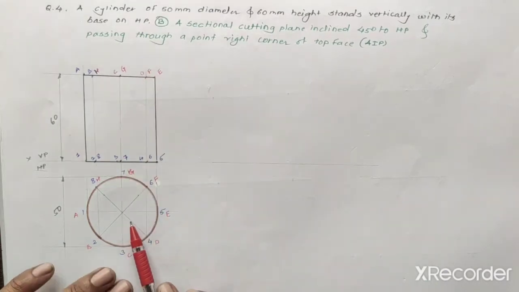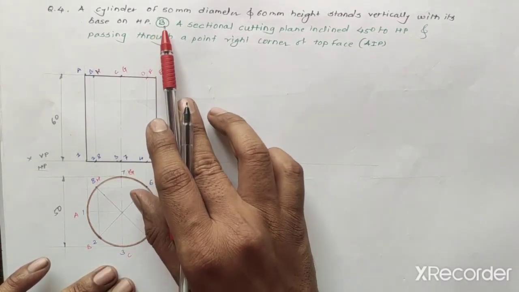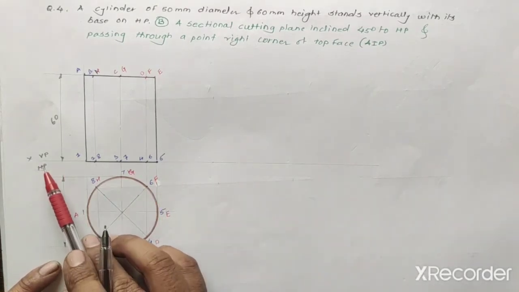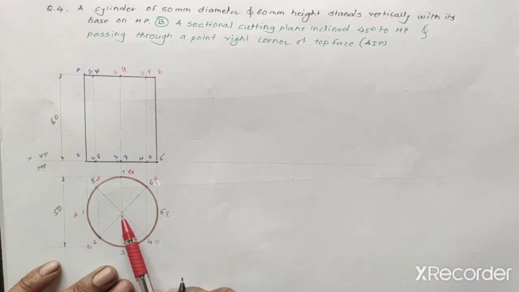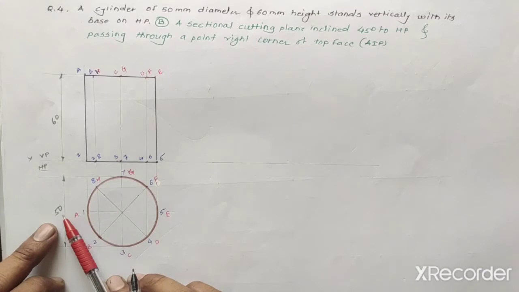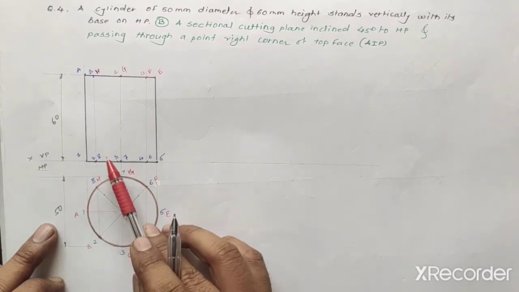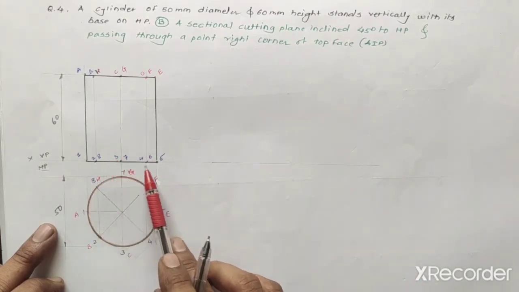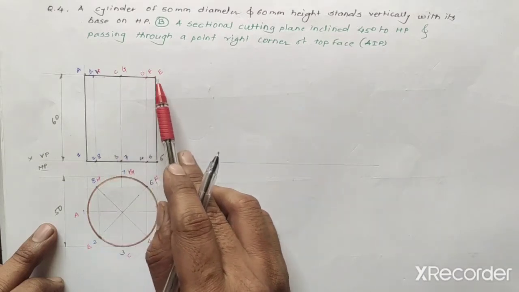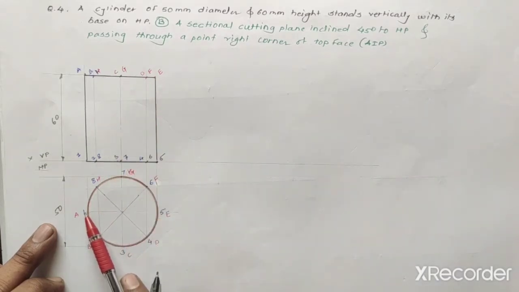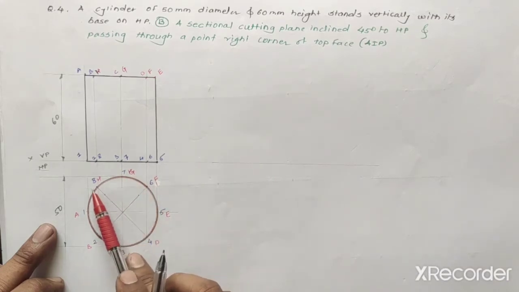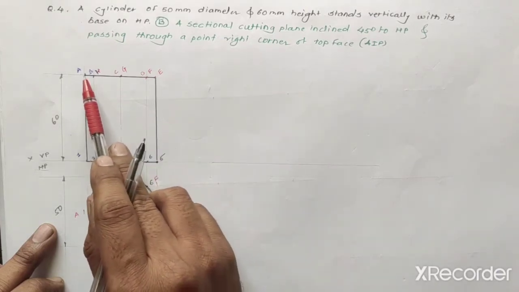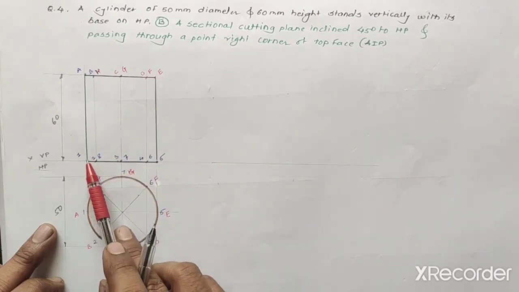Start with the first position in the horizontal plane, so initially draw the first position in HP. Draw the horizontal line, mark the VP and HP, then draw the circle of diameter 50, radius 25 mm. The height of the cylinder is given as 60 mm. For the base we use numbers, and for the top face we use letters. Mark points 1, 2, 3, 4, 5, 6, 7 and 8. Divide the circle into 8 equal parts. Also use the letters A to H, and transfer the same numbers into the front view.